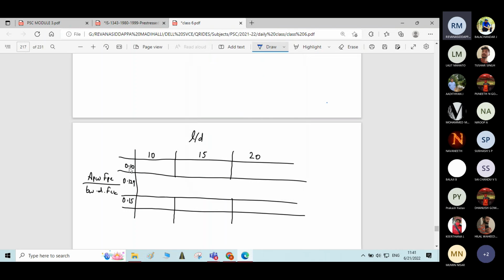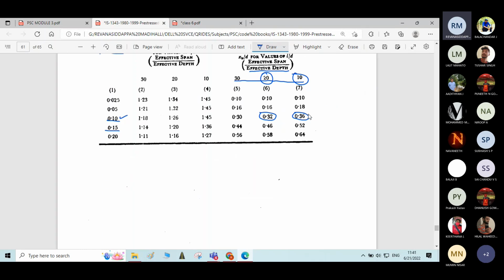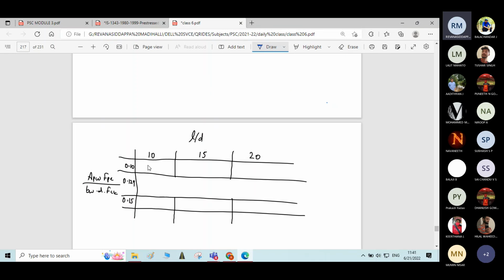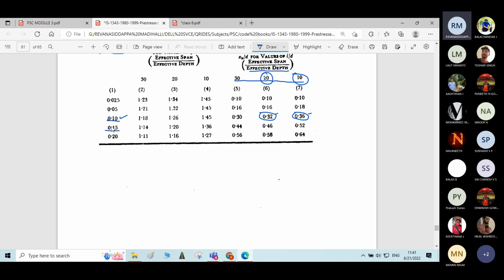When this ratio is 0.1 and L by D is equal to 10, the value is 0.36, and for 20, 0.32. So here 0.36 and 0.32. Similarly, for 0.15, you write the values, when AP by BD FCK value is 0.15.